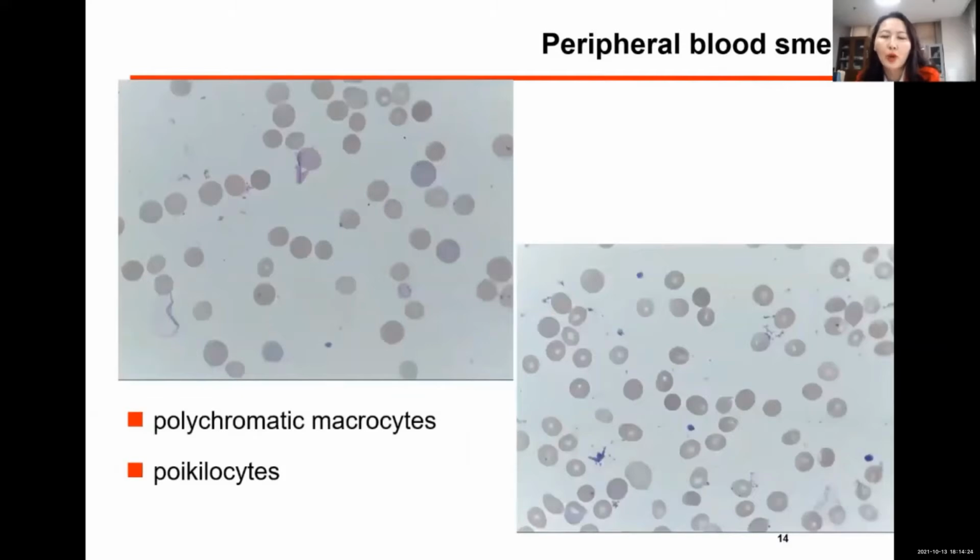In this case, we also can see some polychromatic microcytes and other poikilocytes. So this case is a normocytic anemia with spherocytosis and reticulocytosis.